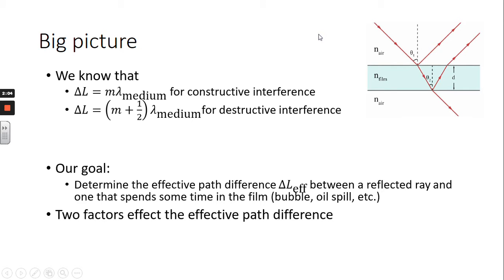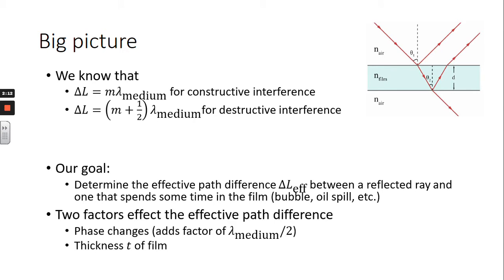Two factors affect the effective path difference: phase changes, which will add a factor of half a wavelength, and the thickness of the film.